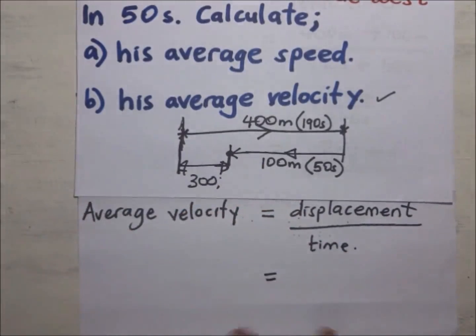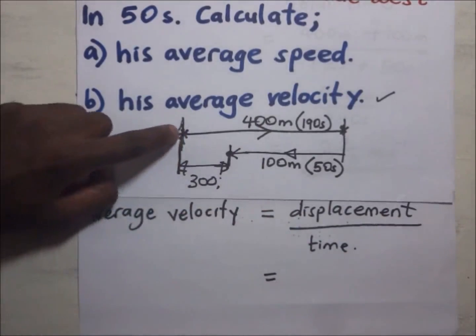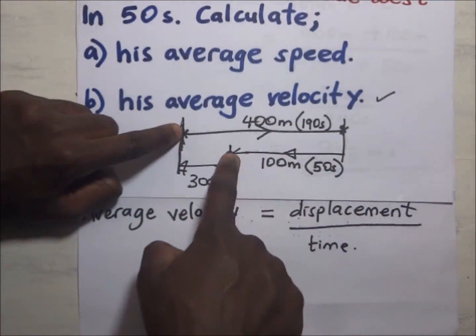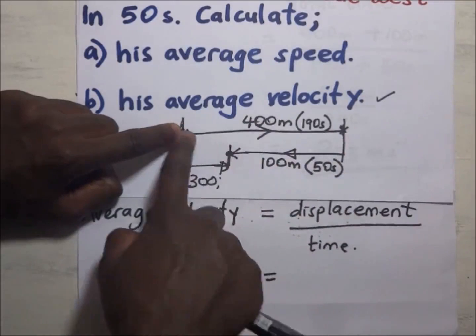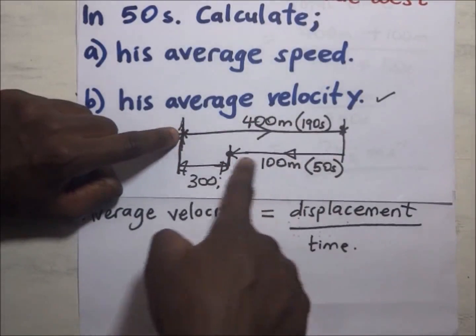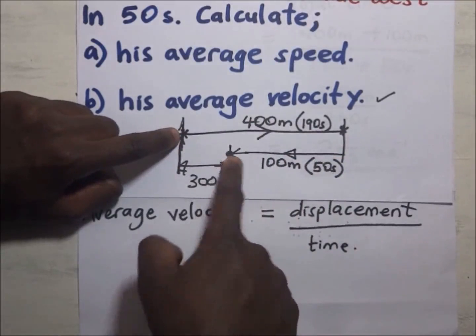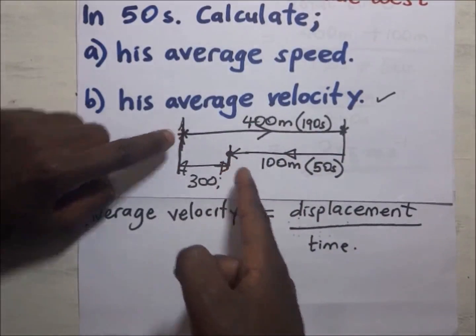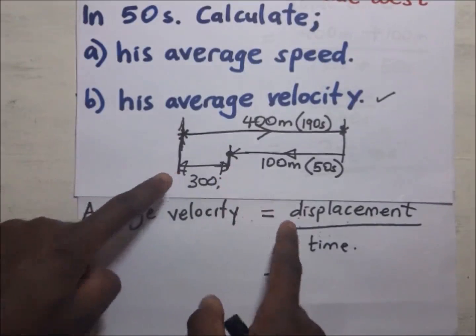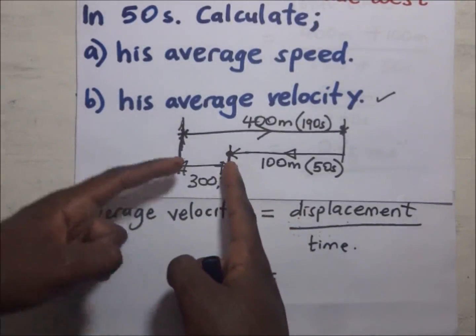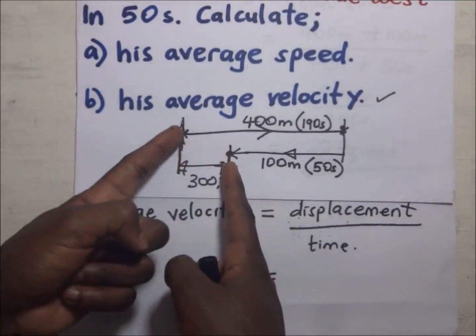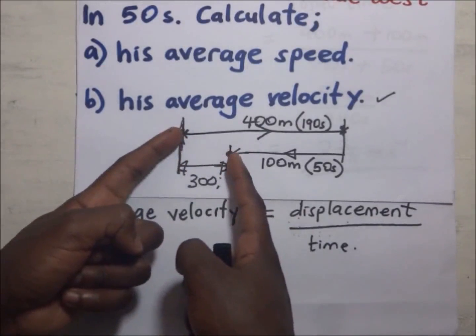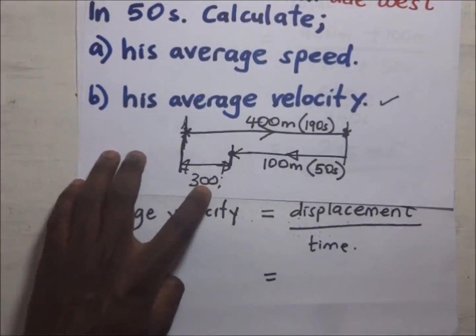So it means that much as this guy moved from this point to that point, and the distance he covered to move from here to here is 500 meters, his displacement is 300, because the specific distance covered in the specified direction from the point he started to the point he ended is 300 meters.